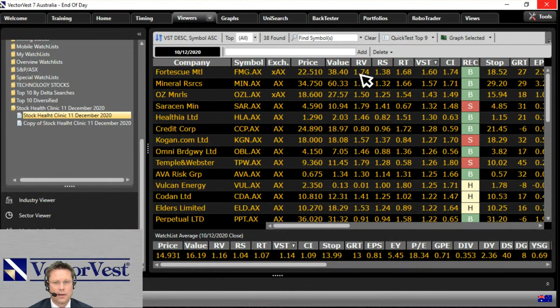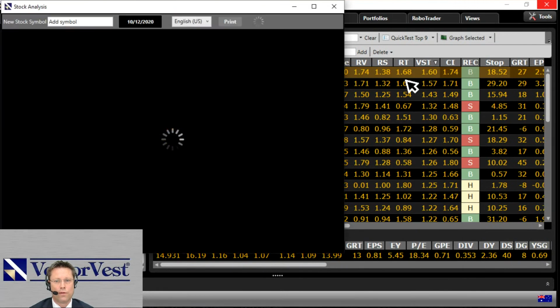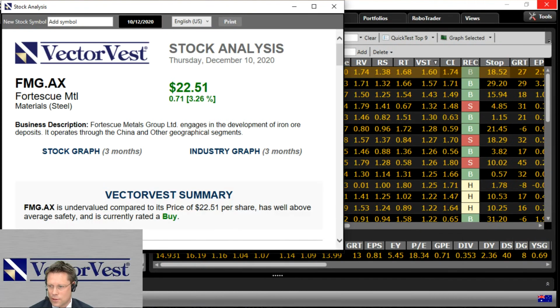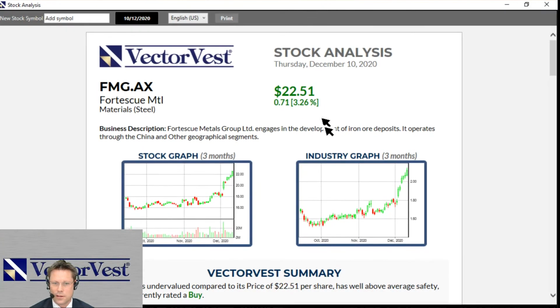Now, without getting too deep into the definitions, because I'm mindful that quite a few of you are new today, I don't want to overload you with information. We've got all the definitions in the VectorVest system, so if you ever get stuck, you just simply right-click on any given stock, and you can fire up a view full stock analysis report. Let's transition here, so I give you a bit more real estate to look at.